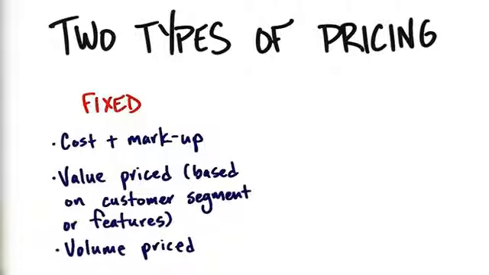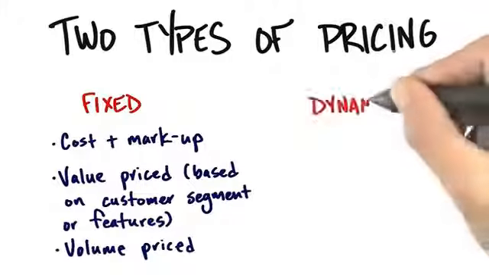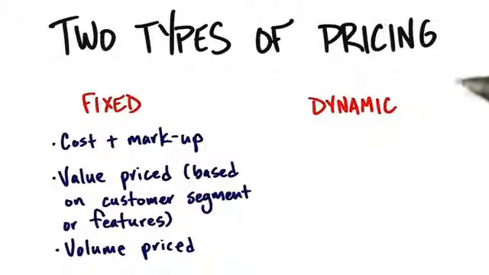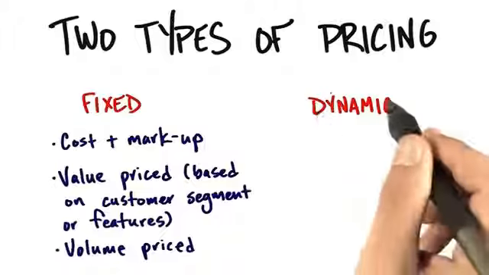You know who does that? Go talk to Intel and the semiconductor manufacturers. They want to encourage high volume purchases. And so they have stepped pricing that is oriented to create volume. So cost plus markup, value pricing, and volume pricing are all examples of fixed pricing tactics. But there's another type of pricing. That's dynamic pricing. And dynamic pricing is exactly what it sounds like.